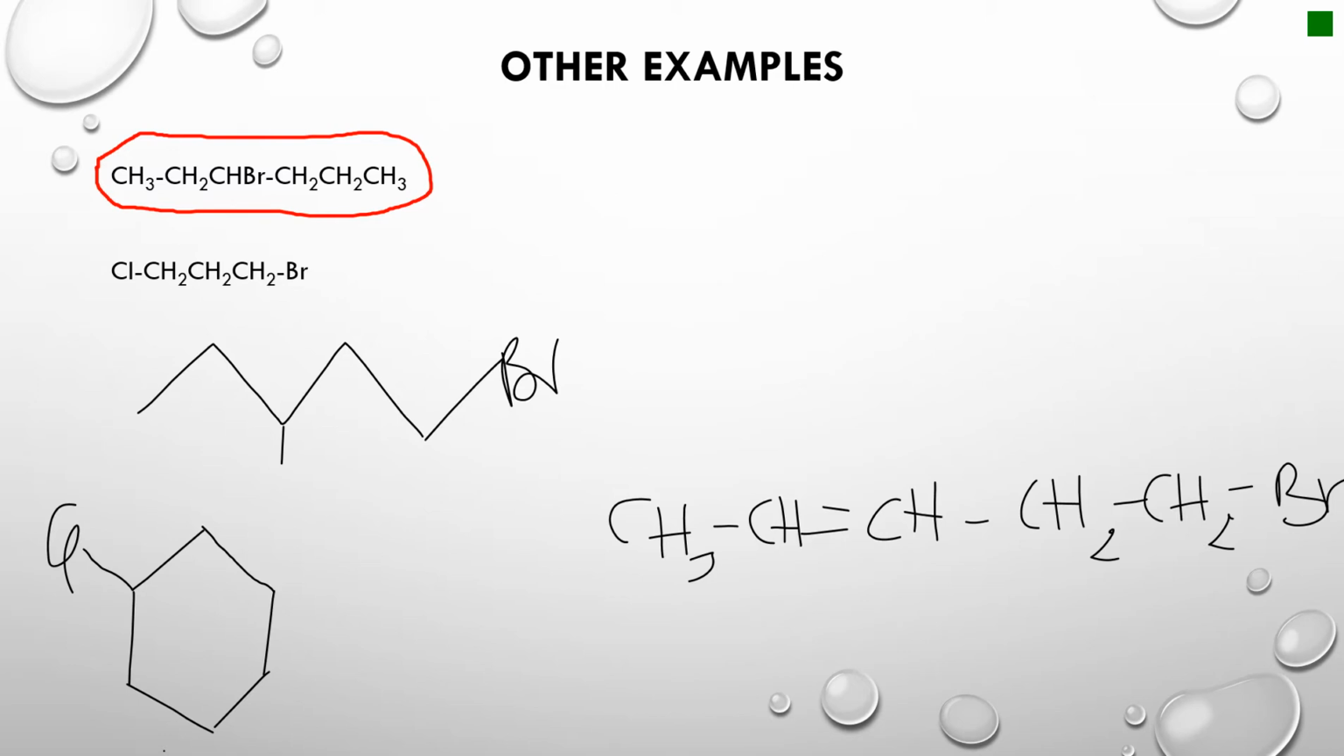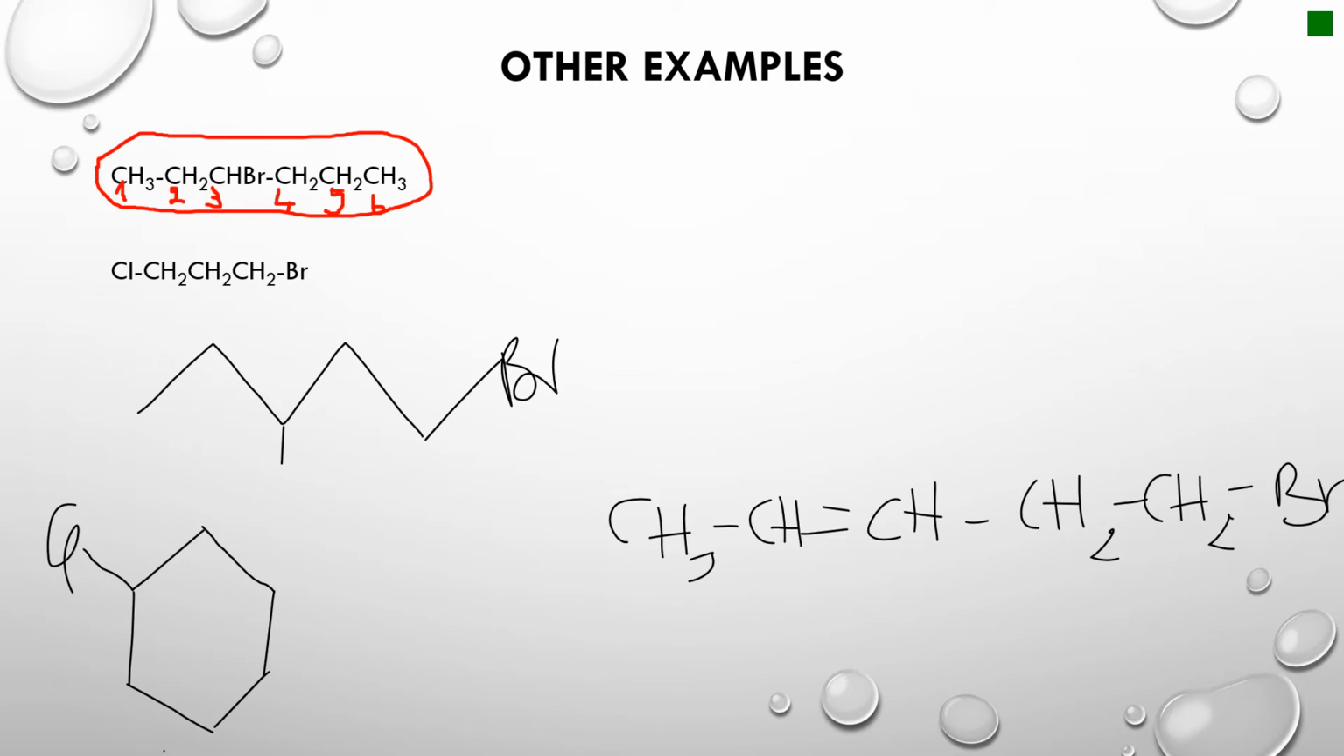So that's why I'm going to number from here: 1, 2, 3, 4, 5, and 6. With this direction, bromine is on the 3rd carbon, while the other direction, bromine will be on the 4th carbon. So this is the right direction.